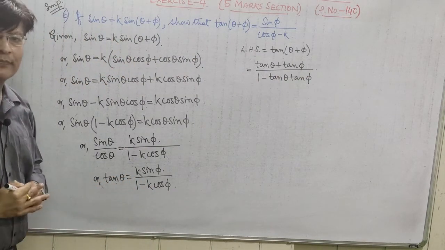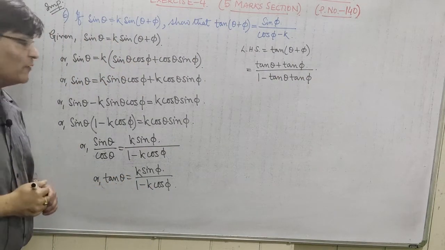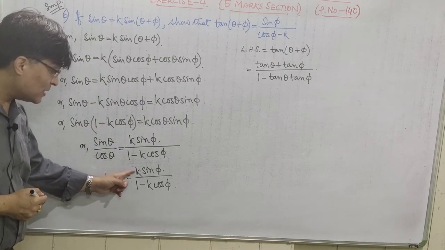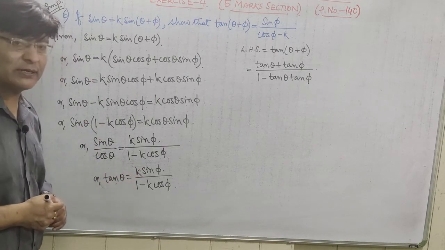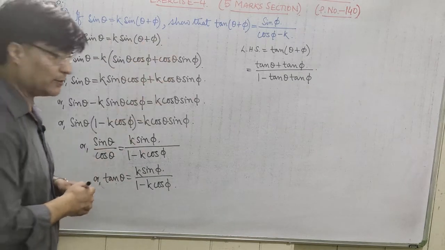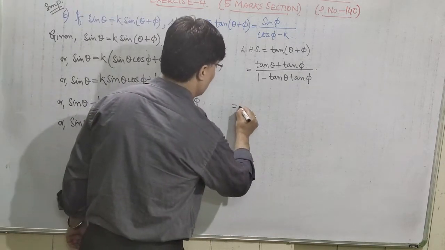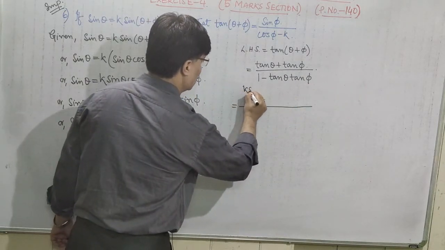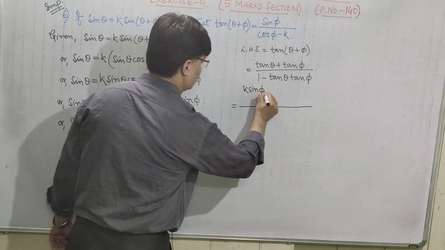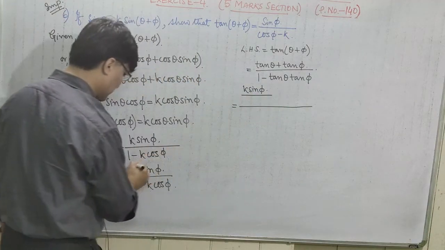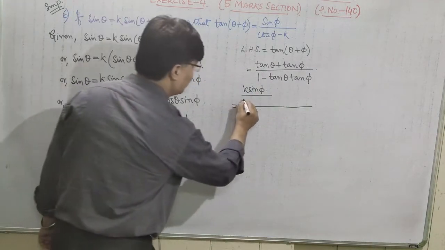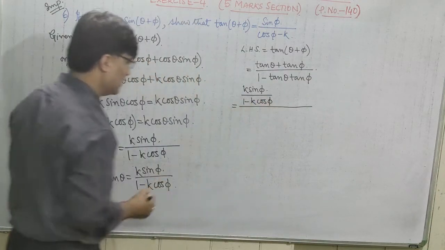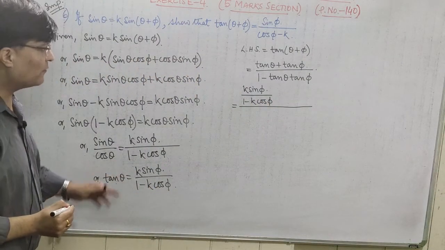Is that clear? So now let us put the value for tan theta here. From the given, what is the value for tan theta? It is k sin phi divided by 1 minus k cos phi. Let us write it there. So tan theta is k sin phi divided by 1 minus k cos phi. So this is the value for tan theta.